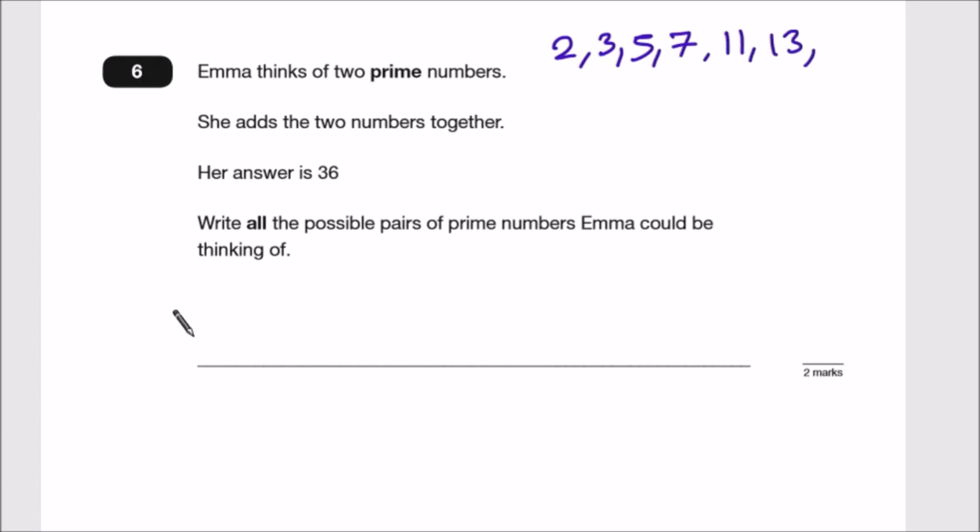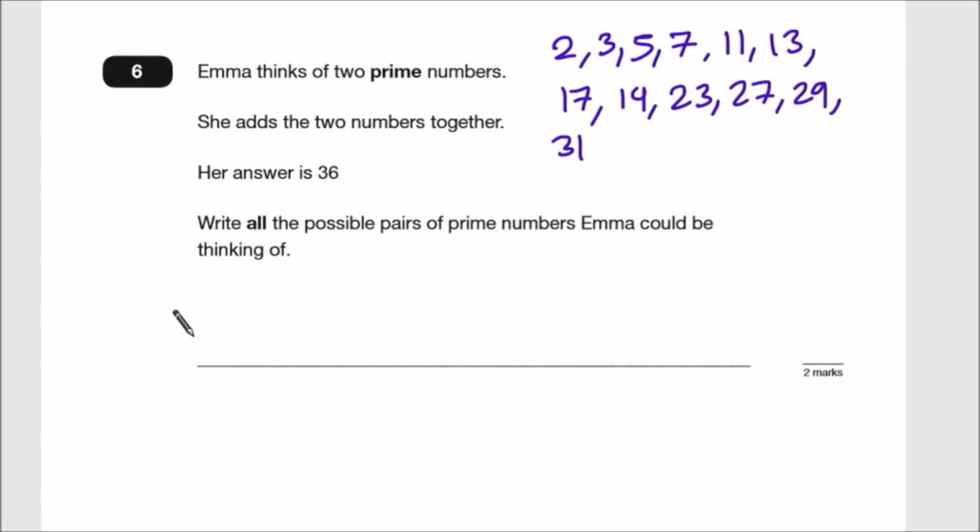11, 13, 17, 19, 23, 29, 31. And that's it. So this is as far as we go. So let's write all the possible pairs to make 36.